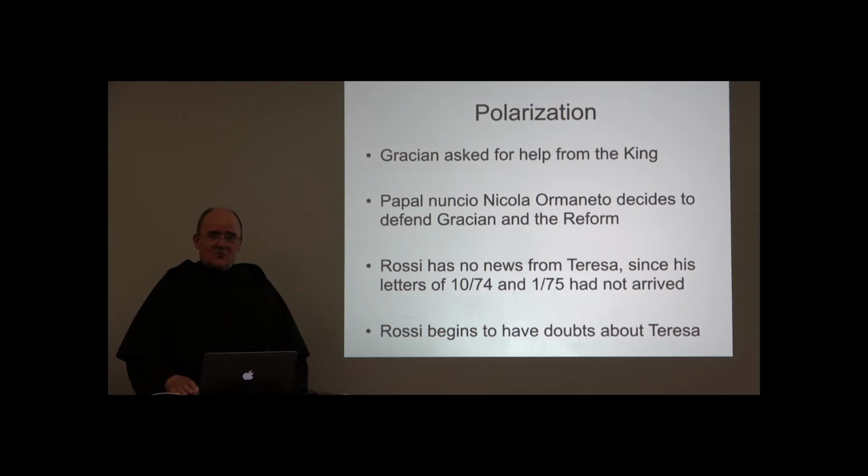When Rossi got no communication back, he began to have second thoughts about whether he had trusted Teresa a bit too totally. He was afraid that maybe there was something he had not seen, and that Teresa herself, as some of the accusers had said, was part of the problem. So we have Ormanetto in Spain representing the Pope, who is backing Gratian at a time when Rossi was hoping that an appointee of his own could be taking over the supervision of the whole Discalced way of life.